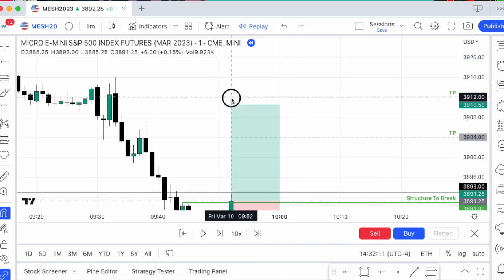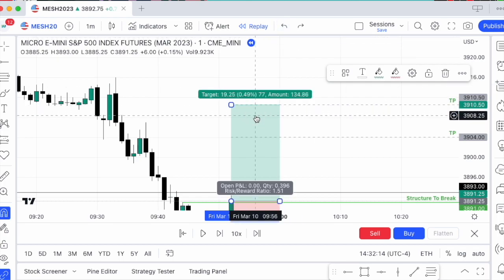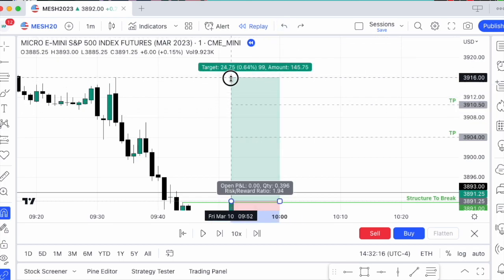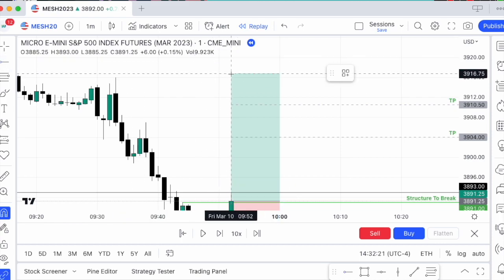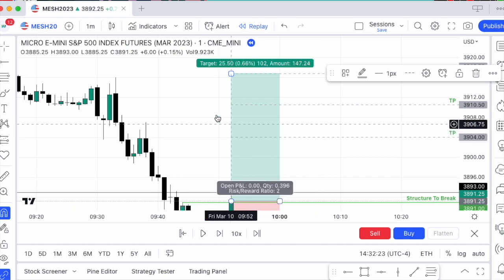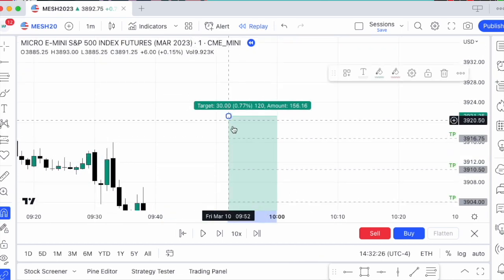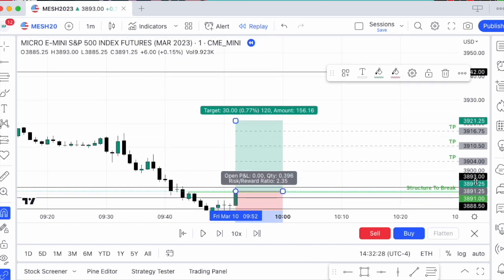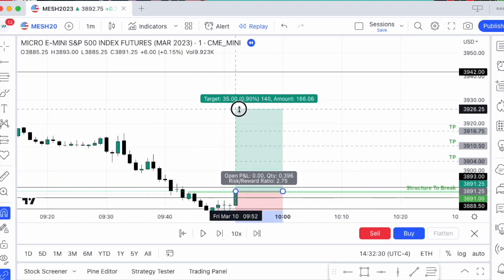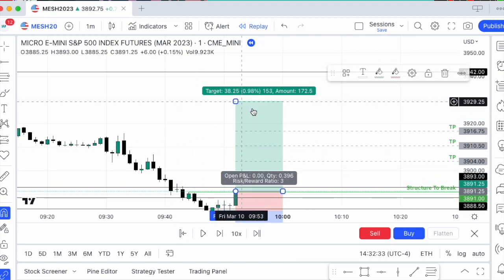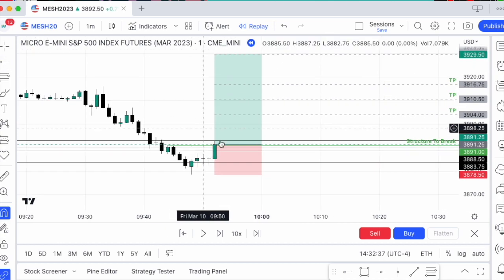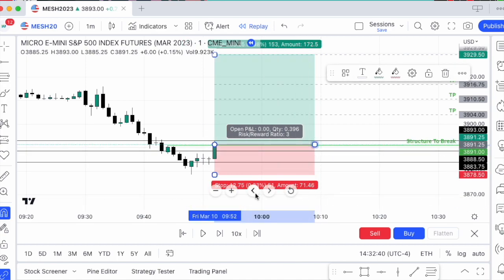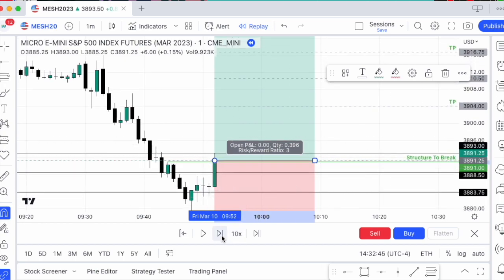And then also, I like to take it at 1 to 2. Call that a TP as well, and then also 1 to 3. There we go. So that's what I like to do. Right, I entered 3 contracts here on MES. Let's take a look at what happens.